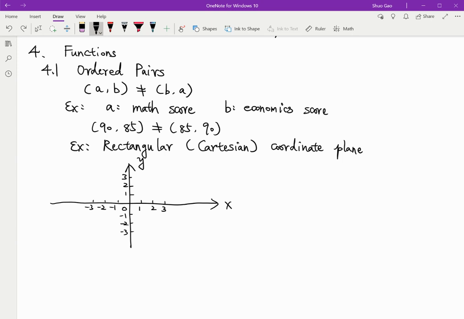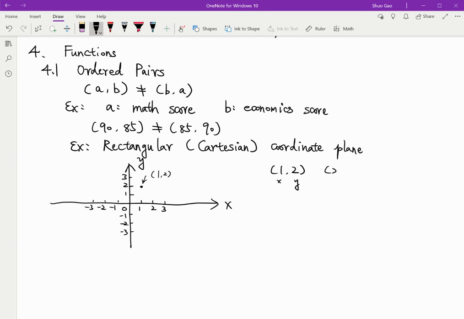So for example, what if I draw 1 and 2 here? So (1, 2) means x is 1 and y is 2, right? So this is the ordered pair. So x is 1, we first find 1 here, and then y is 2, and then we find 2 here, and then we draw a point on the plane. So this little point means this point has the coordinate (1, 2), right?